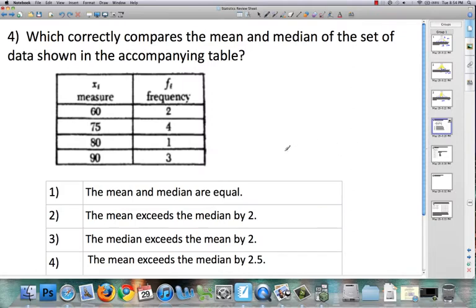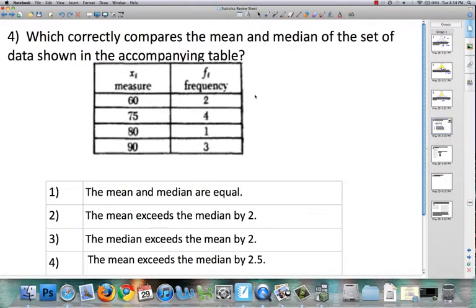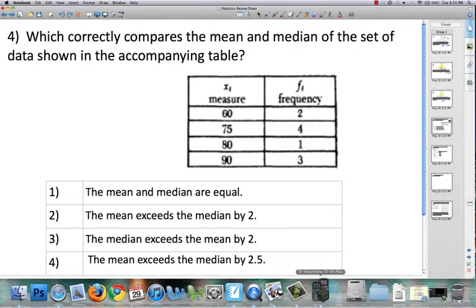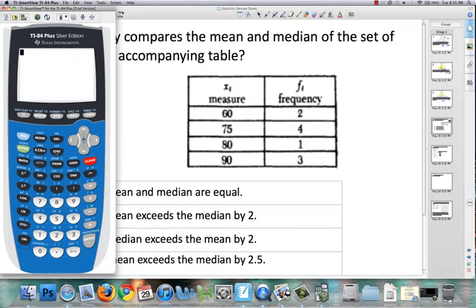Okay, question number 4. Which correctly compares the mean and median of the set of data shown in the accompanying table? So this table here is a frequency table, measure and frequency. So we're going to have to use our calculator for this. Go to stat, and we want to edit our table. So we're going to put this in L1: 60, 75, 80, and 90. Then in L2, we are going to put our frequency. So our frequency for 60 is 2 of them. For 75, we have 4 75s, we have 1 80, and we have 3 90s.